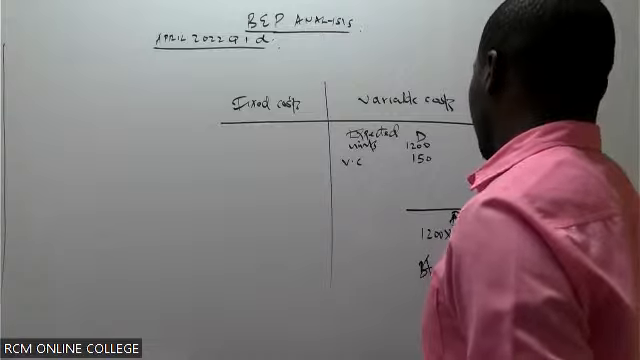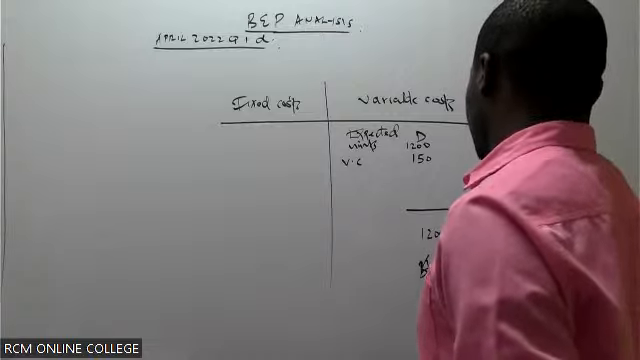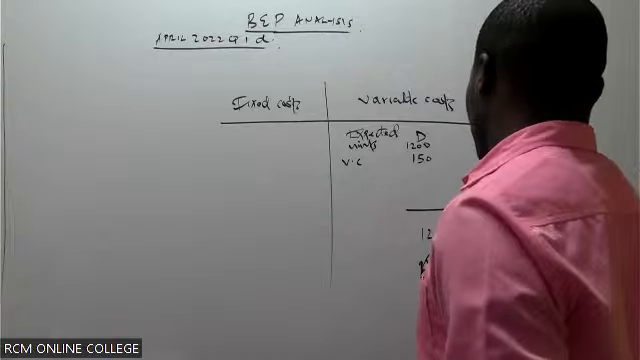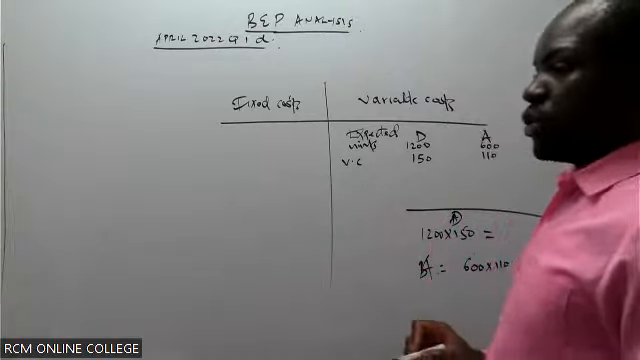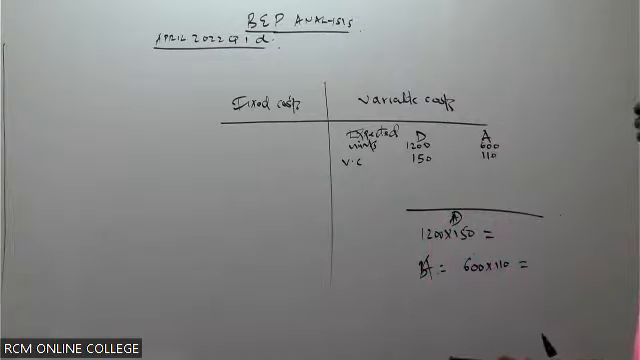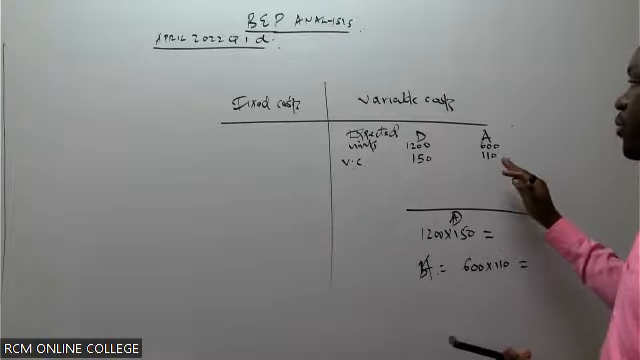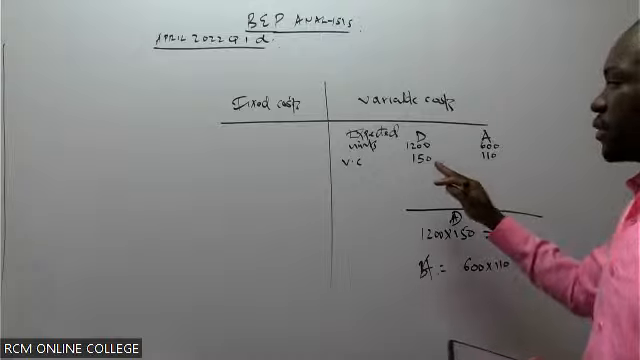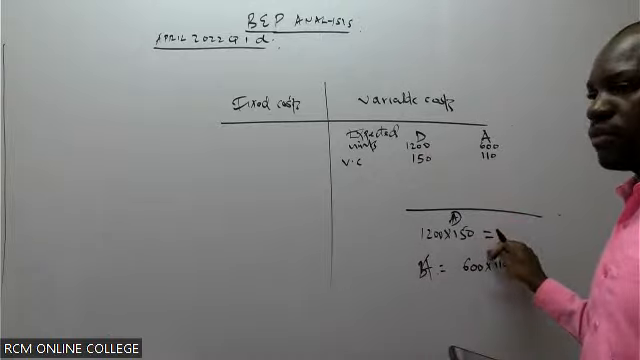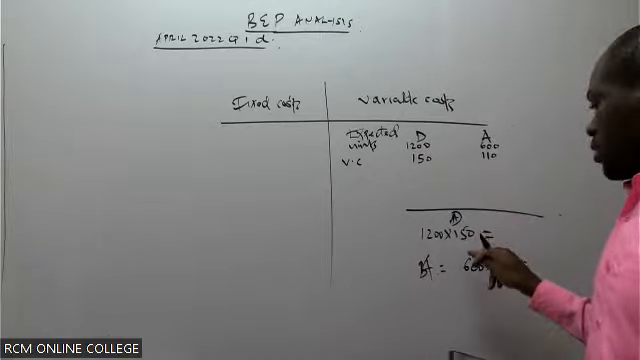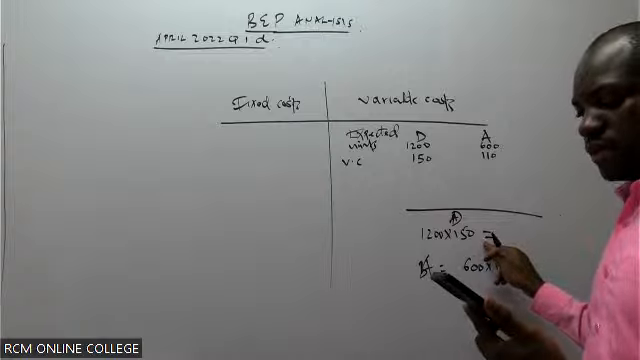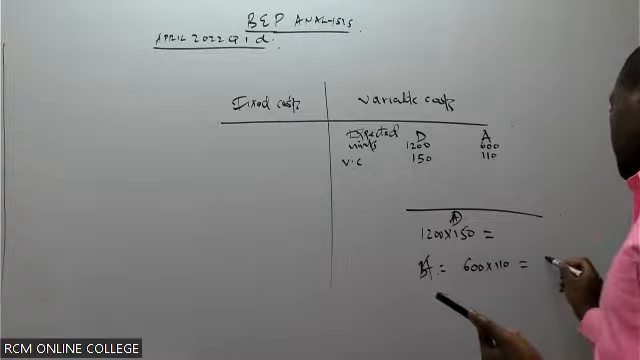For B, you're going to take now 600, you multiply by 110 for you to be able to get the total variable cost of product B. Are you able to get the figures? What do you have for this one here? I'm told this one is 66,000.